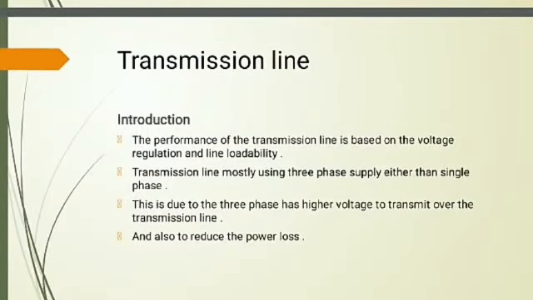Okay, next for the transmission line. So we know that the performance of the transmission line is based on the voltage regulation and line loadability. So the lower the voltage regulation, the more efficient the transmission line will be. Transmission line mostly uses three-phase supply rather than single-phase. This is because three-phase has higher voltage to transmit over the transmission line and to avoid the power loss.